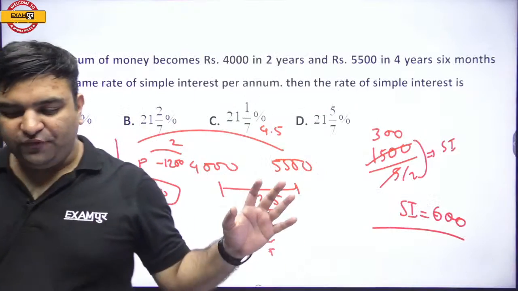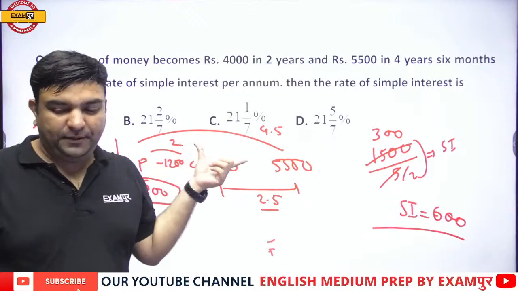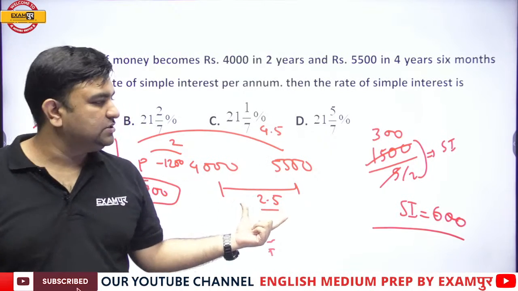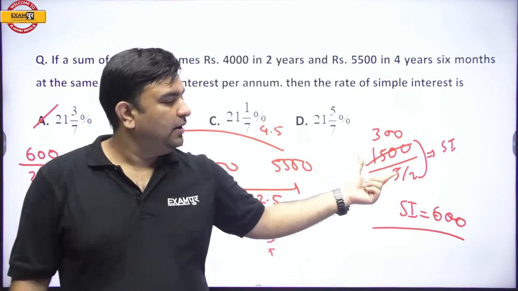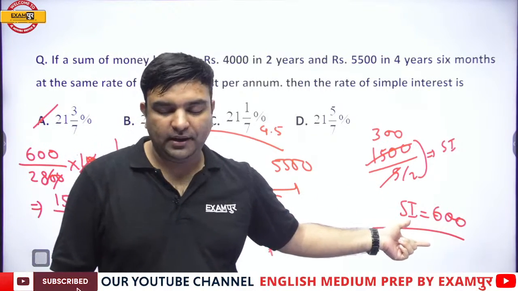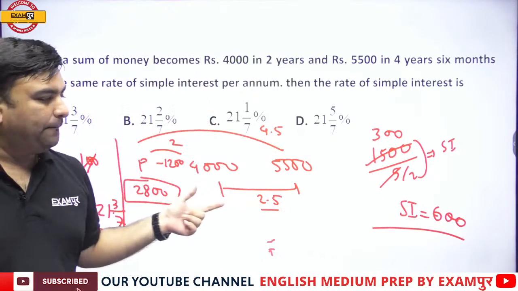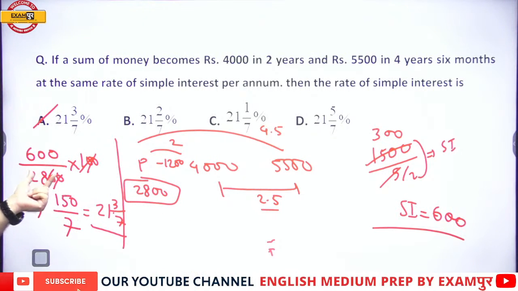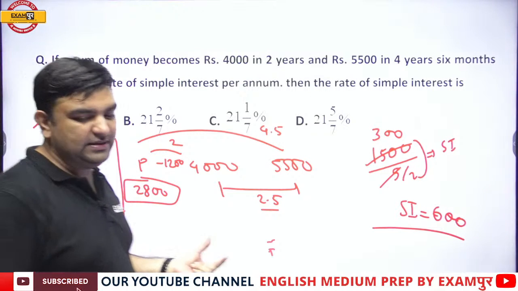So P becomes 4000 in 2 years, 5500 in 4.5 years. So in these 2.5 years, you gained an interest of 1500. It means a per year interest of 600. If a per year interest of 600 is there, then 600 interest per year over the principal of 2800. What is the rate? 21 3/7%.